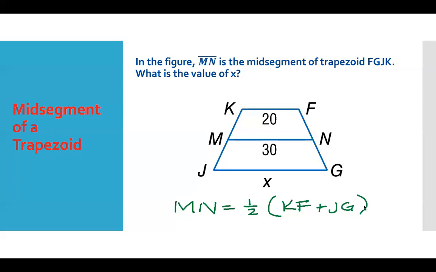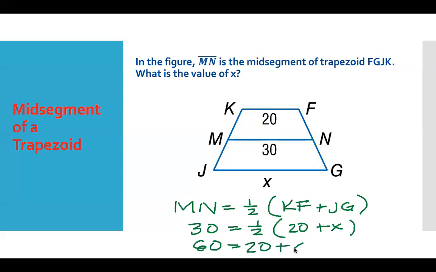And I mean, we could do the math in our head real quick, right? But we want to make sure that we understand where the numbers come from. So MN is 30. So 30 is 1/2 of 20 plus X, right? Multiply both sides by 2. So 60 is equal to 20 plus X. So then X would be equal to 40. And I know we can do that in our heads, but we want to make sure, again, that we've got the method. Questions?